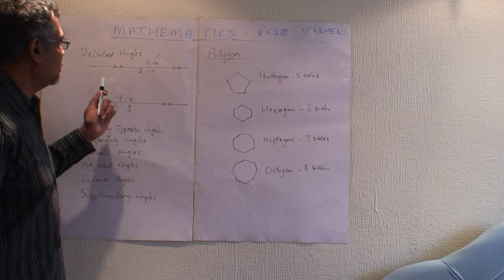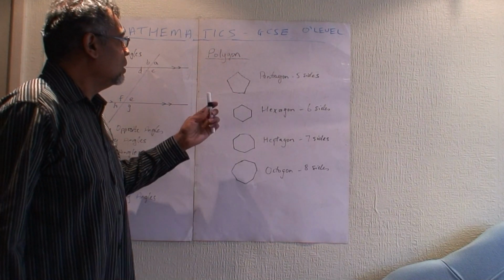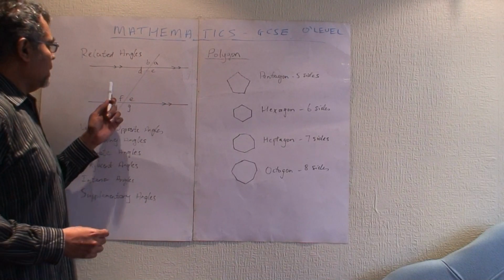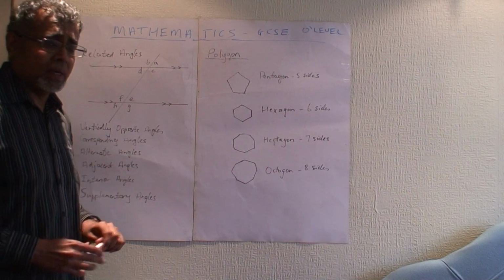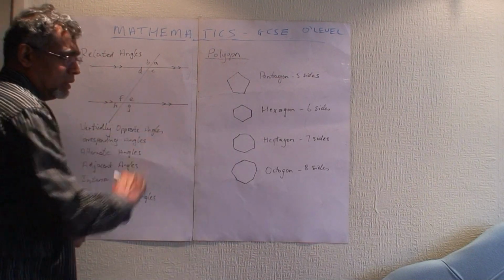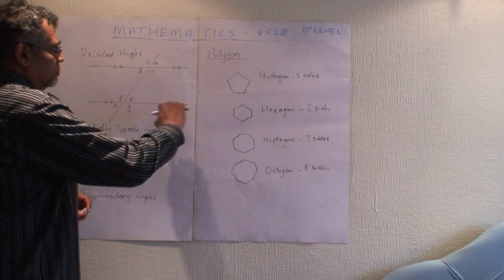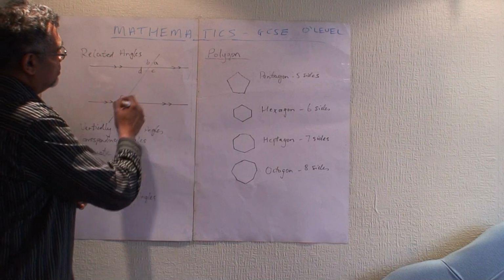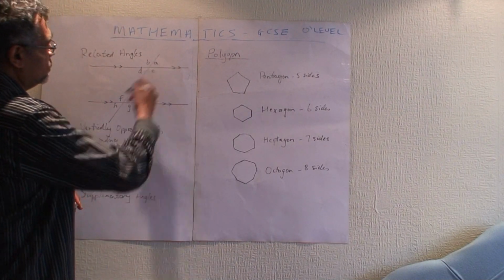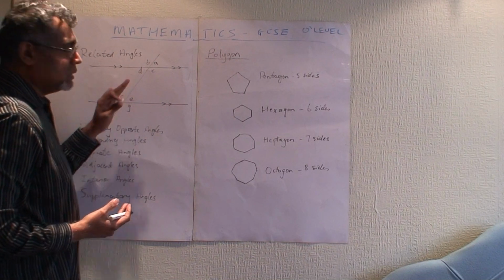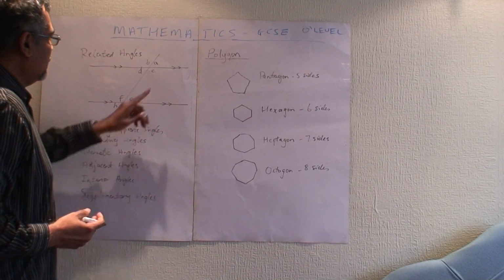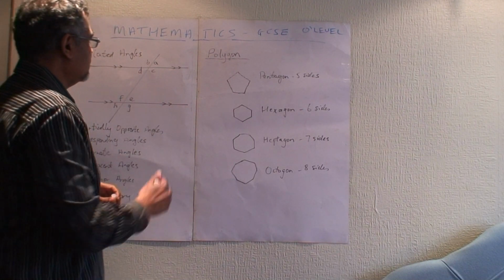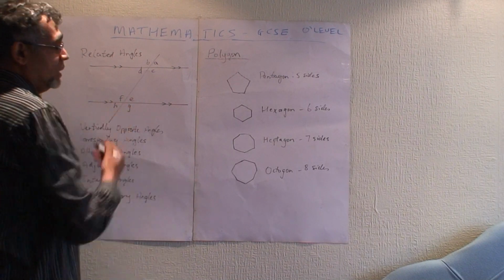Today we are going to look at related angles and we're going to discuss the polygon. So here we have a diagram and we've got two lines that are parallel to each other, going in the same direction. We also have a line that cuts across the two parallel lines in a slanted way. And I've named the angles using different letters, A, B, C, D, E, F, G, H.